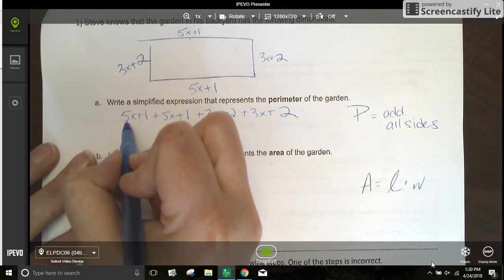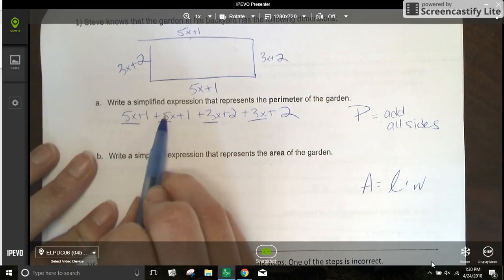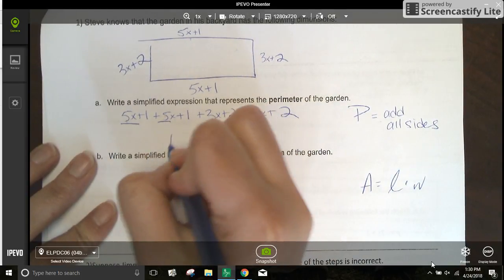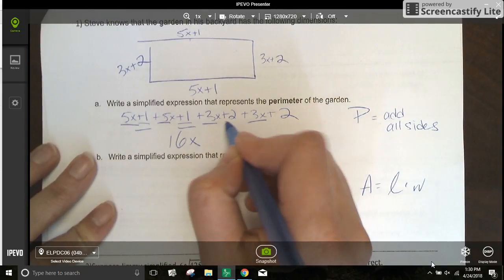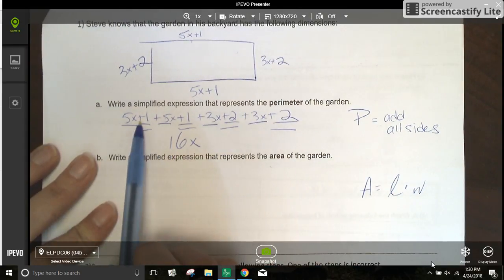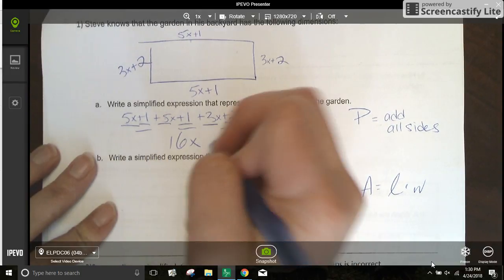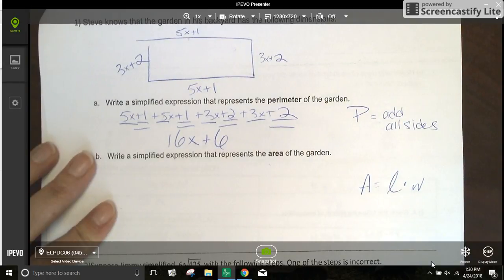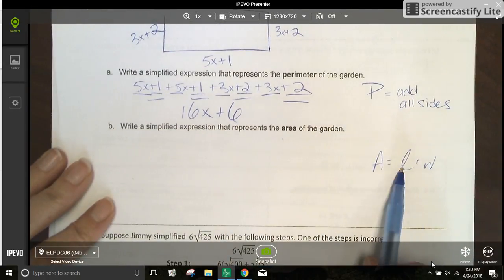Once you do that, put all your like terms together. So I have 5x, 5x, 3x, and 3x. So 5 plus 5 plus 3 plus 3 is 16. And then I have 1 plus 1 plus 2 plus 2. So 1 plus 1 is 2, 4, 6. And you're done.